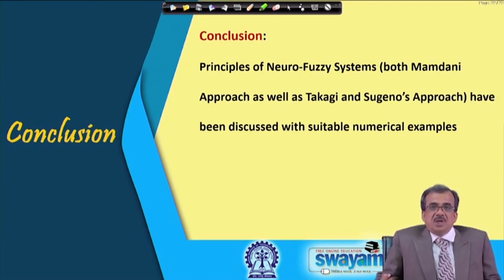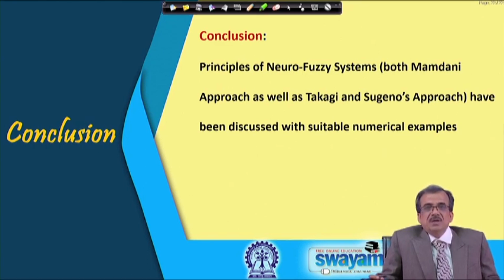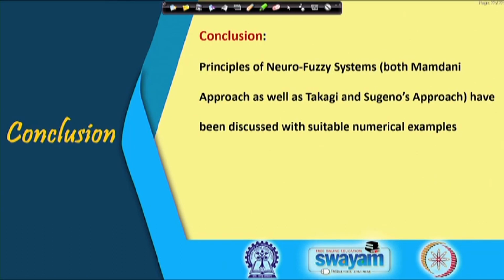Now, to conclude, in this lecture we discussed two Neuro-Fuzzy systems. The first one is based on the Mamdani approach, and the second one is based on the Takagi and Sugeno's approach. Now, the basic aim of this Neuro-Fuzzy system is to design and develop the fuzzy reasoning tool, and we take the structure of a network so that we can represent the fuzzy reasoning tool, and we can carry out the training or the optimization of this particular network.